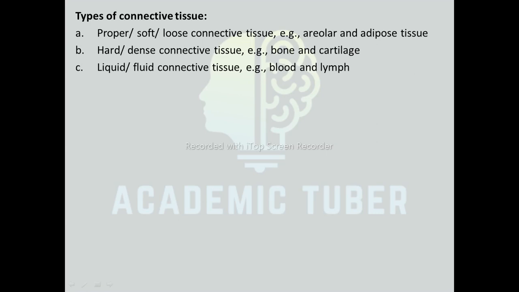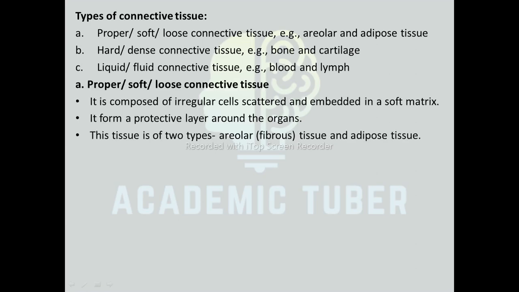Types of connective tissue. Proper soft loose connective tissue, example areolar and adipose tissue. Hard dense connective tissue, example bone and cartilage. And third one is fluid liquid connective tissue, which is blood and lymph. First one is proper soft loose connective tissue.